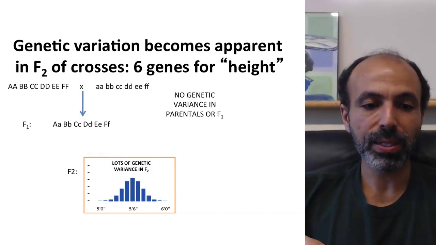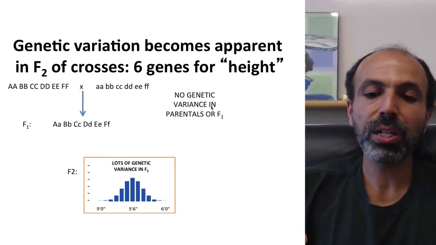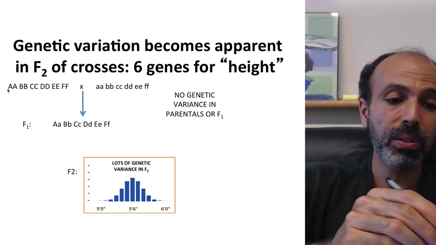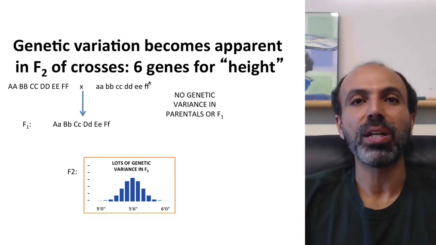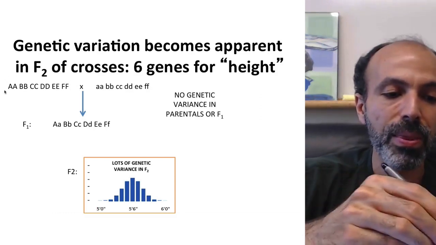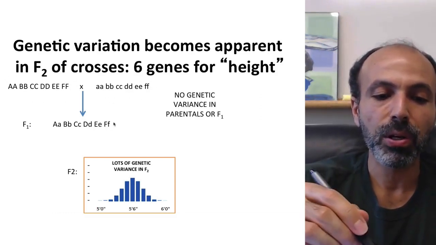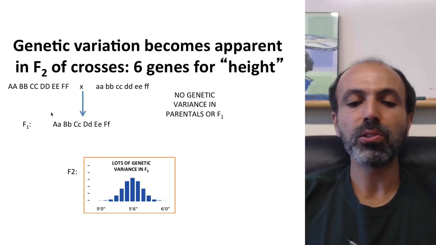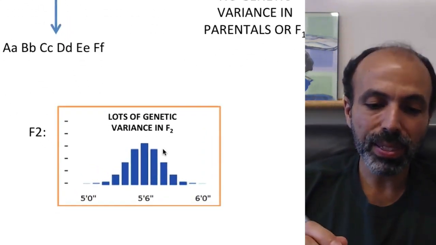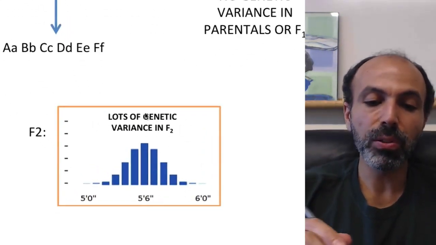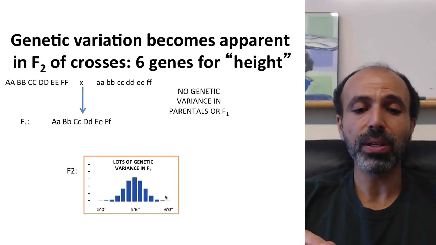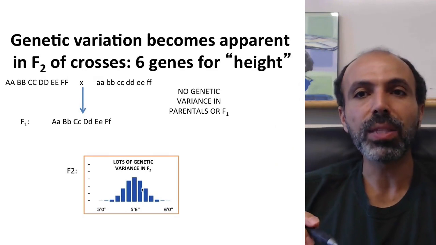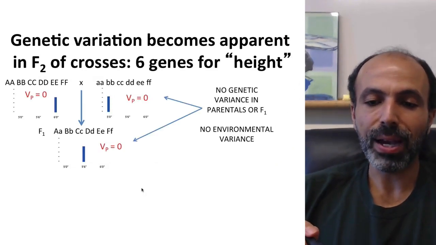So let's do this cross. Again, we're saying there's no genetic variance in the parentals, in the tall parents or in the short parents. Between the parents, yes, sure, there's genetic variance, but we're not looking at that. We're looking within this parent, or within the F1s. There's no genetic variance. When we see this genetic variance in the F2, right, we see that there's this massive increase in genetic variance in here. We can use that. We can leverage it. Let me show you how.